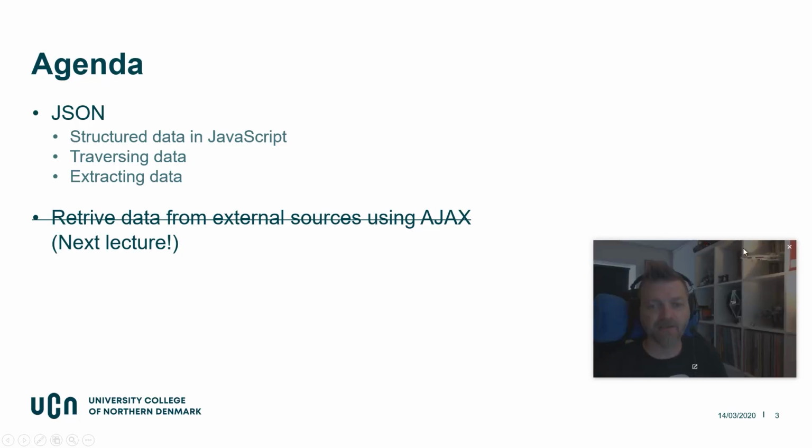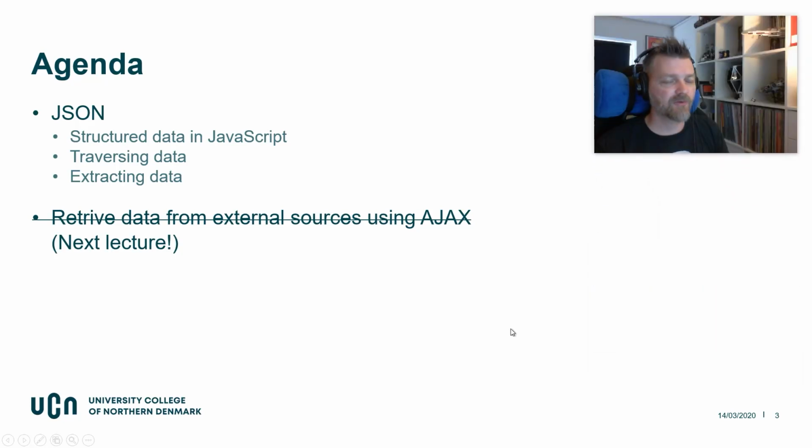Today's agenda is we need to talk about JSON, what it is, how it's structured, and we talk about how we traverse the data, how we travel through it, and how we extract data from a JSON object. There was a part of the lesson about retrieving data from external sources, which means getting data from another website or server and then showing it on your own website. We'll do that for the next lecture.